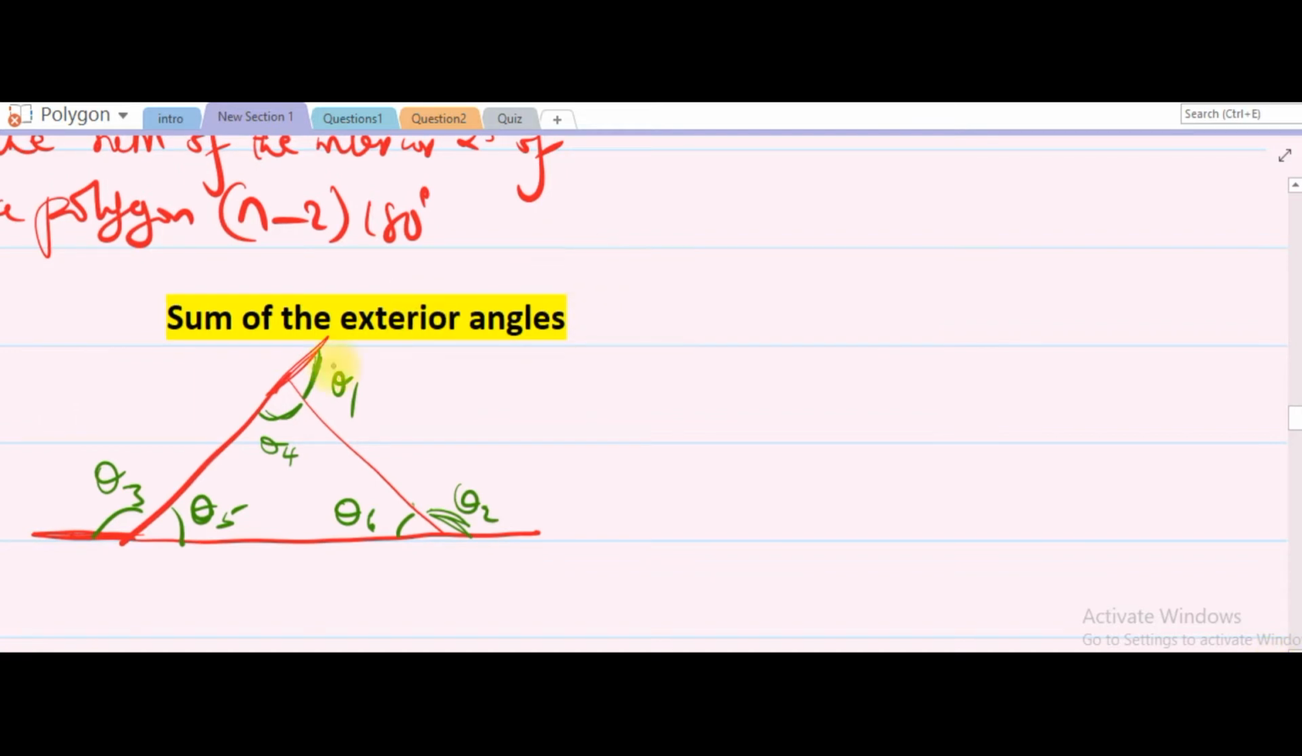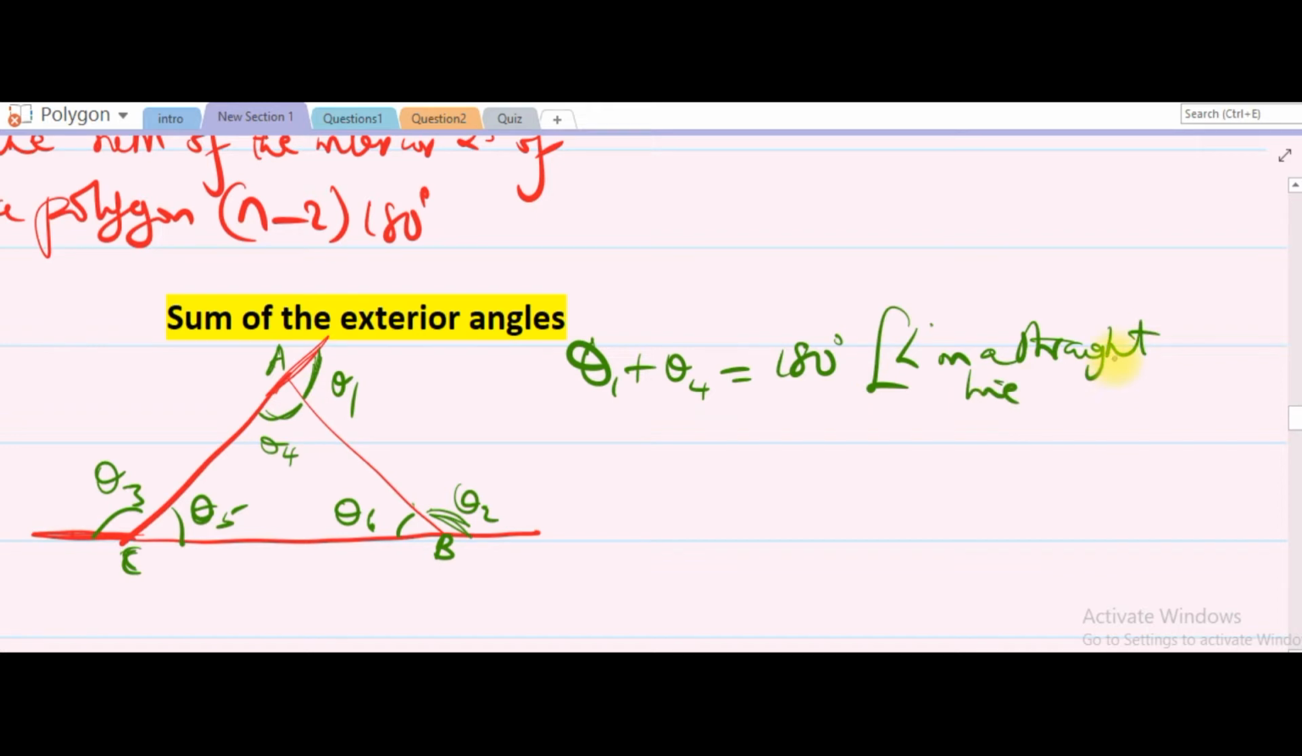At every vertex, the interior and the exterior angle always form a linear pair. So I'm saying that theta 1 plus theta 4 is always 180 degrees, an angle on a straight line. So that's equation 1.